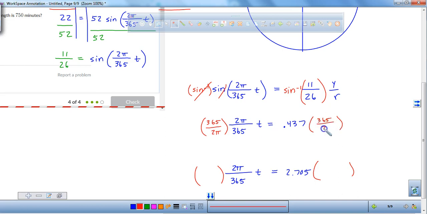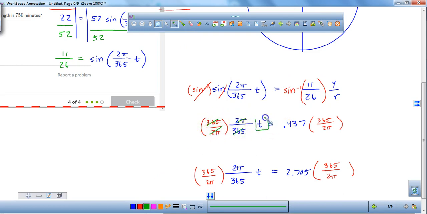365 over 2 pi. I'm going to come up with two answers. Remember, we only needed the first day, but we're just going a little bit above and beyond in case you get the exact same problem. But they don't ask you for the first day. They ask you for the second time. Not the first time, not day, but first time and second time. So here we go. All right, these all cancel out.